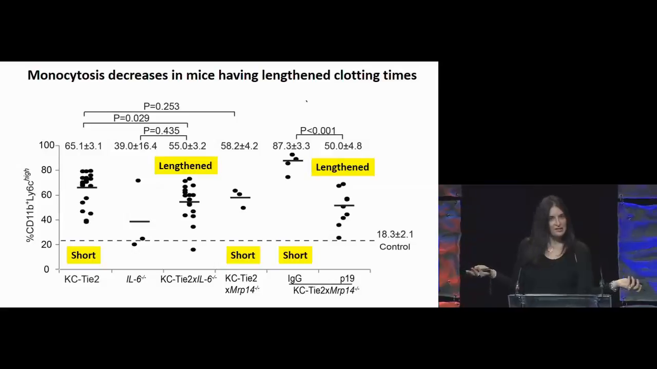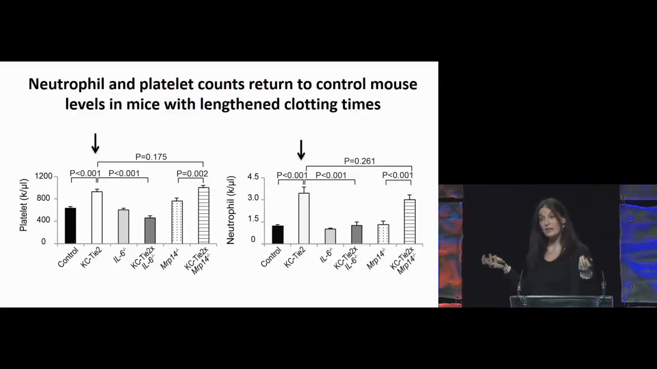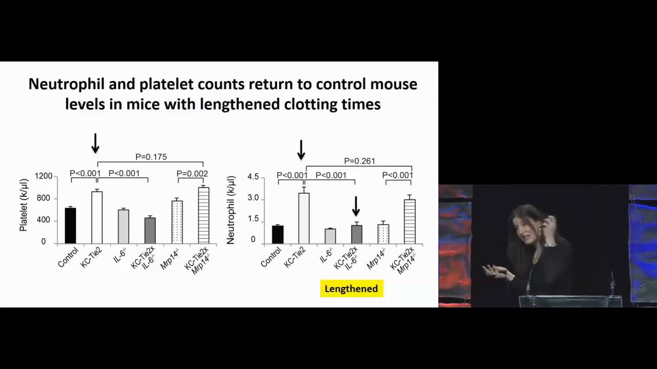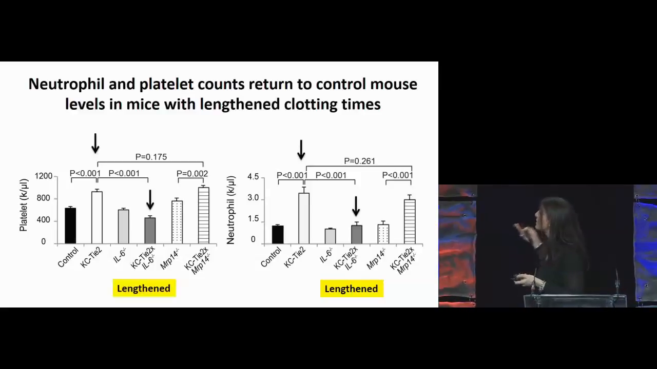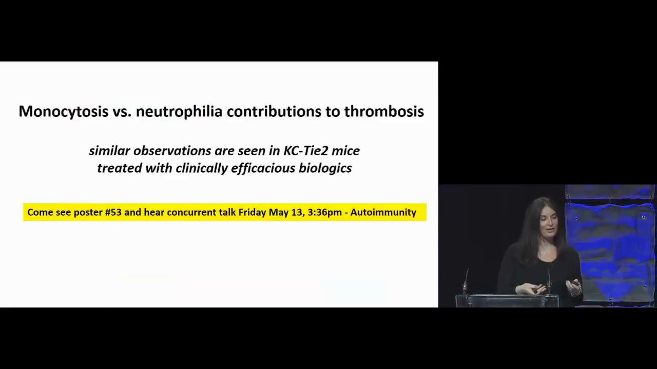What about other cells in the circulation? So when we looked at the CBCs of these animals, what we found was the platelets were up and the neutrophils were up in the mice that clotted quickly. And in the IL-6 knockout mice where we got complete protection, even though the skin was still inflamed, the neutrophils and the platelets came back down to control mouse levels.